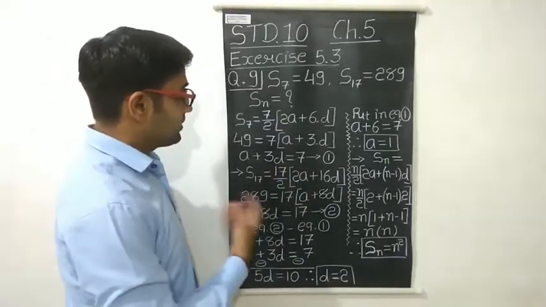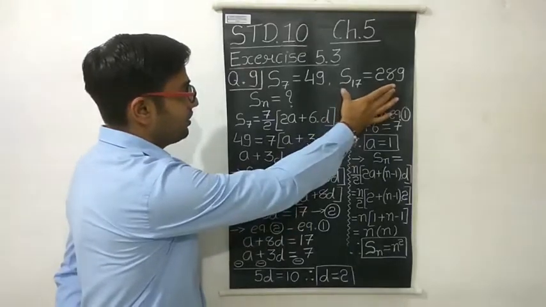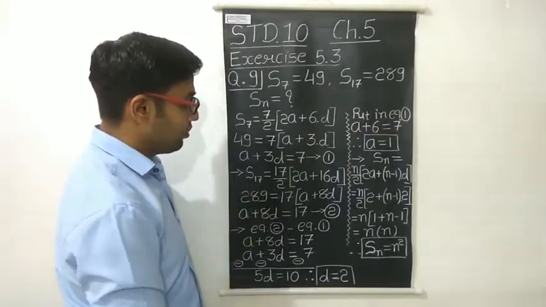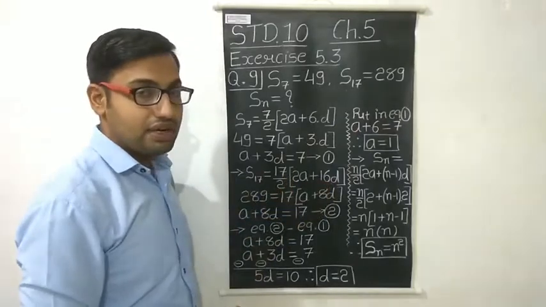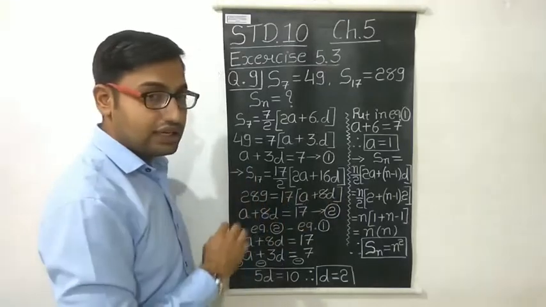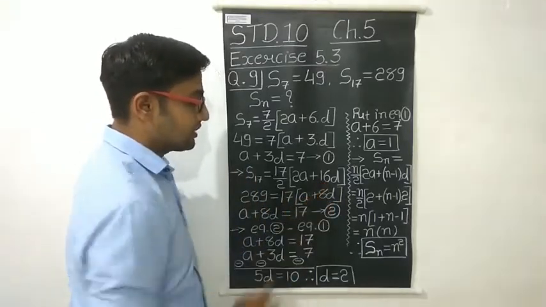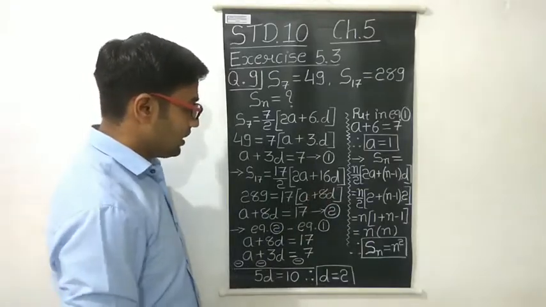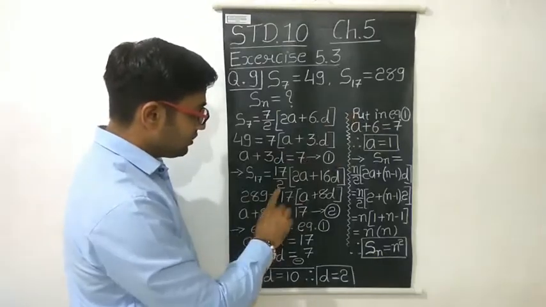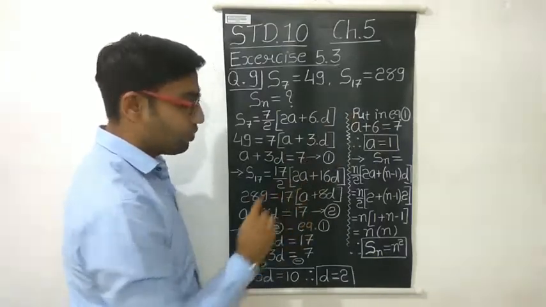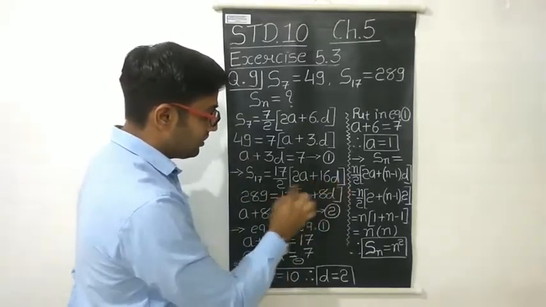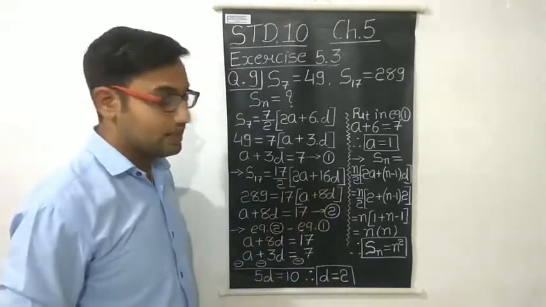Right? In the same way, now do the same thing for S17. S17 equals 17 upon 2 into (2a plus (n minus 1) into d). Here n equals 17, and 17 minus 1 equals 16, into d. Okay, again take this 2. S17 equals 289. Take this 2 inside the bracket. It will divide 2a to give a, and 16 divided by 2 gives 8d.